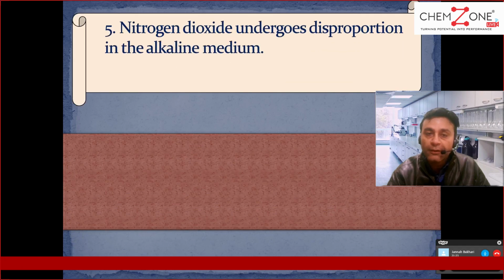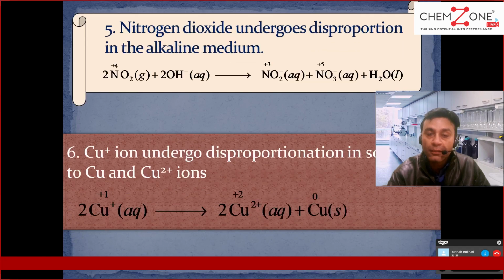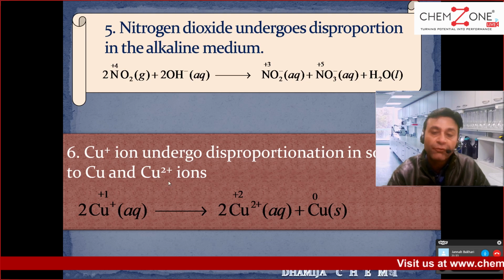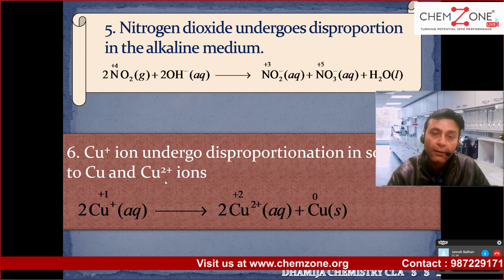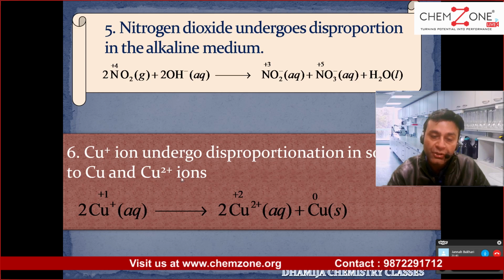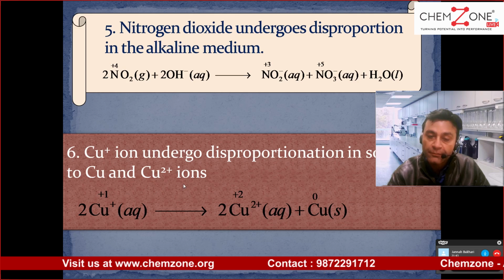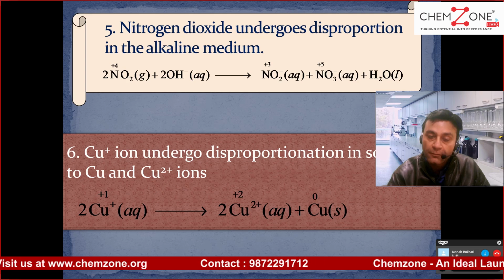Now, all these reactions are disproportionation reactions. In the case of NO2, in the case of the copper 1 positive ion, all these reactions where the oxidation number increases as well as decreases, that reaction is called a disproportionation reaction. Clear?